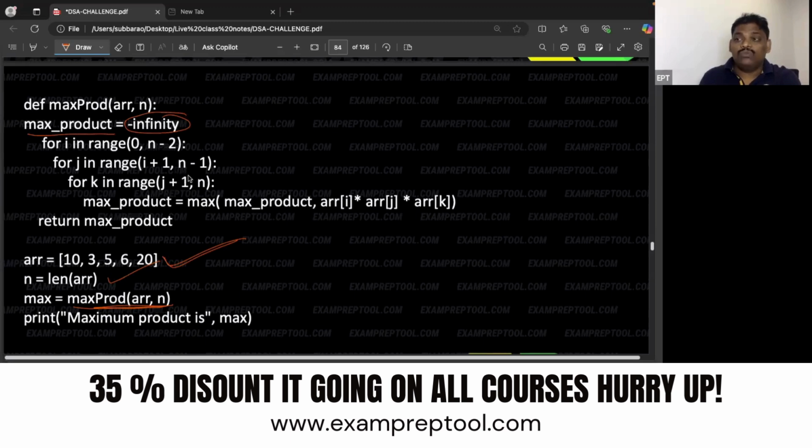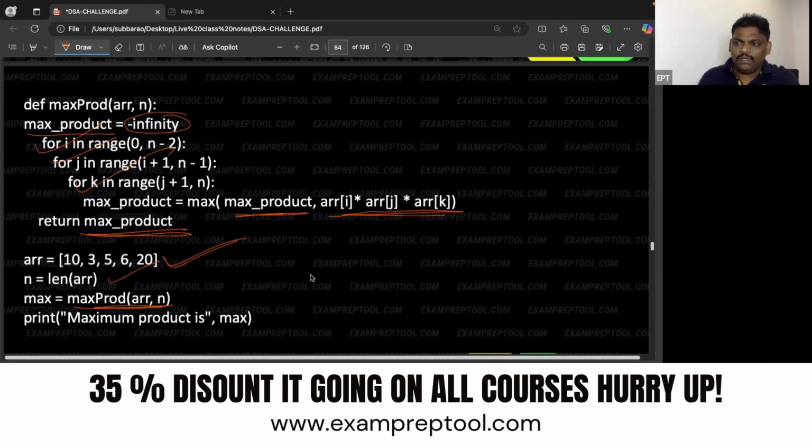Some people are asking, in those three loops, what should I do, sir? Simple. Take the existing maximum product and the multiplication of the i value, j value, k value. Whichever is maximum, previous one or new one, take that every time. Continue through the three inner loops. Lastly, return. That will be the answer.